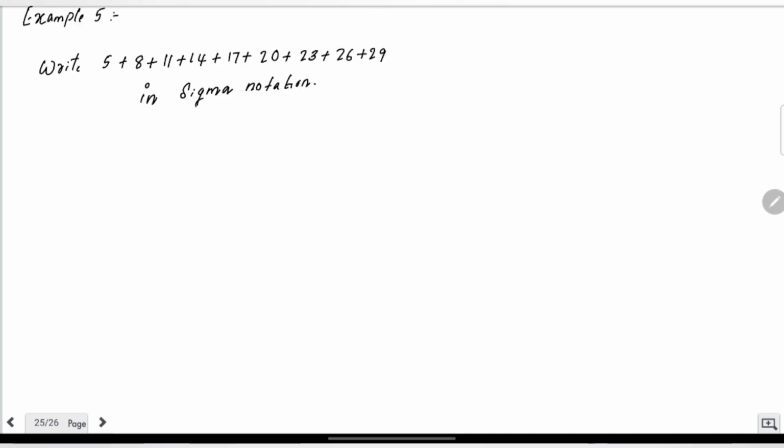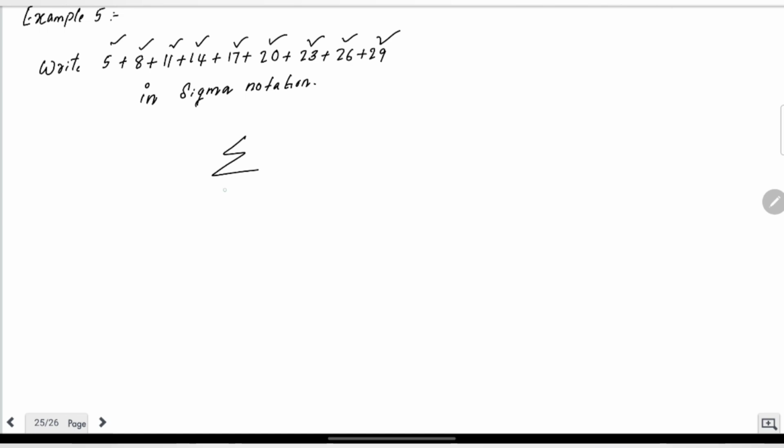Now we are coming to the last example. Write 5 plus 8 plus 11 plus 14 plus 17 plus 20 plus 23 plus 26 plus 29 in sigma notation. Okay, sigma notation. Already we know that this series is an arithmetic series, isn't it? Because the common difference is 3. So how do you write a sigma notation? We need to know how many terms there are. 1, 2, 3, 4, 5, 6, 7, 8, 9 terms are there.